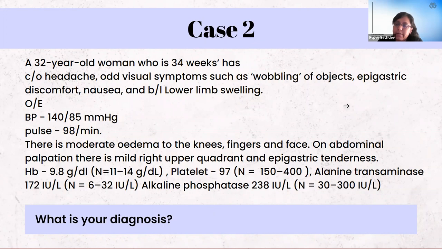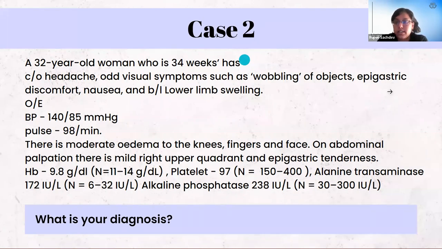Hemoglobin is 9.8, platelet count is 97, ALT is 172 and ALP is 238. What is your diagnosis? HELLP, right? HELLP, yes.